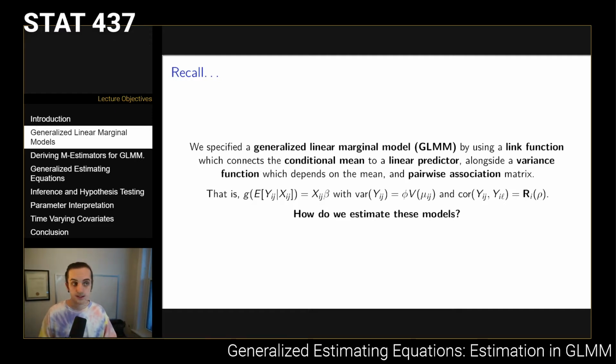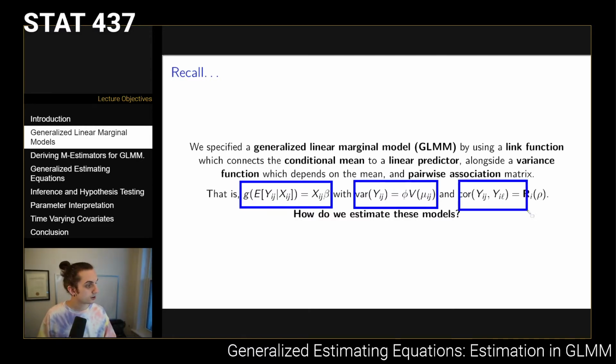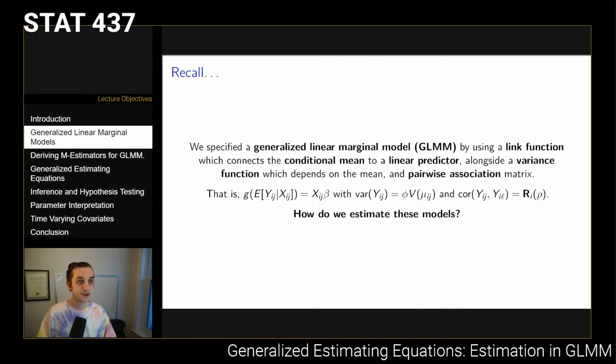Put succinctly, we take g, which is some link function of our conditional mean, and we set that equal to x_ij times beta, which is our linear predictor. We specify the variance of y_ij to be phi times some variance function, which is a function of the mean. And we define our correlation to be some matrix, which can be a pattern matrix or it can be unconstrained. And the idea is that we want to be able to estimate the parameters, so the beta, in this model.